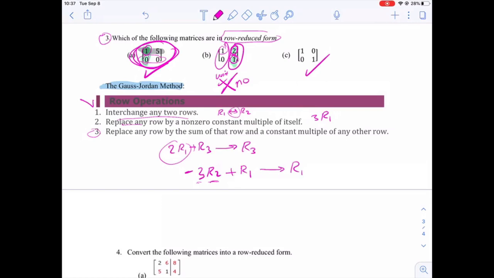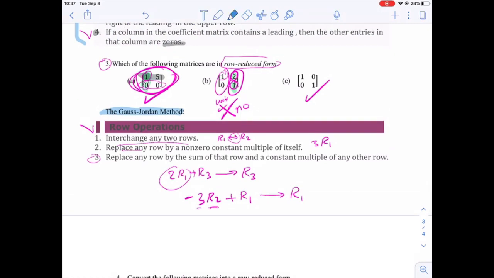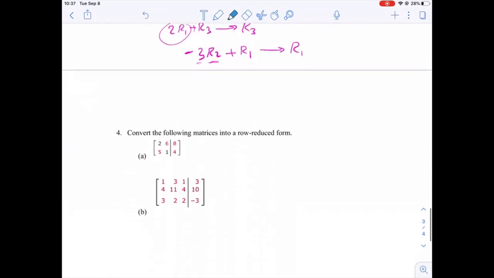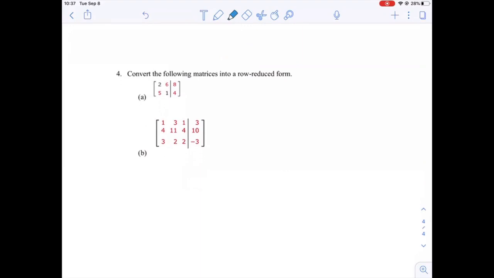Now, after doing that, we should get something like a reduced row form, and then solving that is what we call the Gauss-Jordan Elimination Method. Now let's take some simple examples and use that method. Let's start with the following simple example. We want to convert this matrix A into a row reduced form.